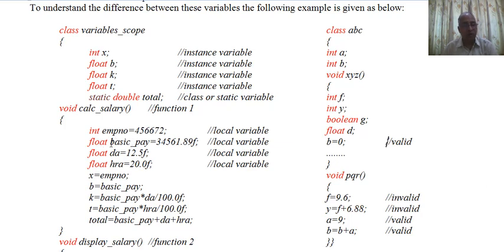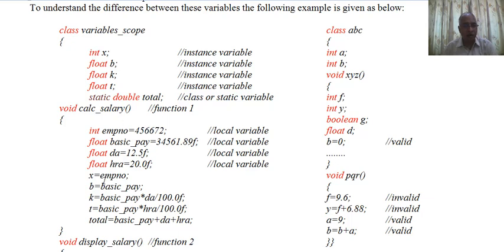Again, this is a local variable because it has been declared inside the calcSalary function. Float DA 12.5, that is 12.5% dearness allowance. So this is again a local variable. Float HRA 20.0. This is also a house rent allowance, and also a local variable. So all these four variables are local variables. Why are they called local variables? Because they are declared inside the function calcSalary.